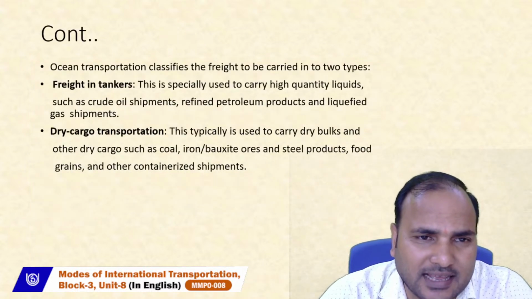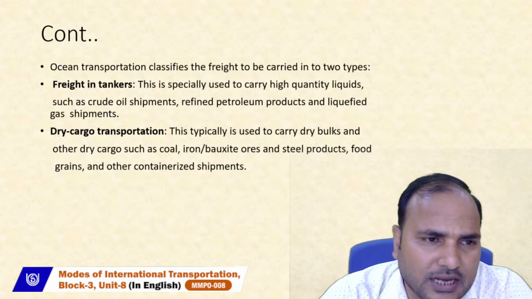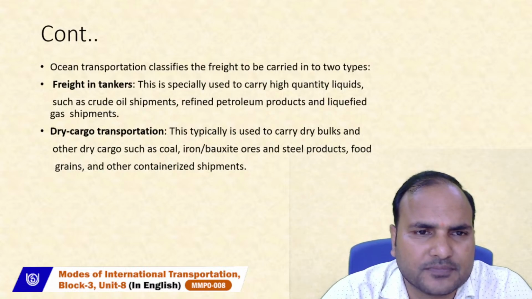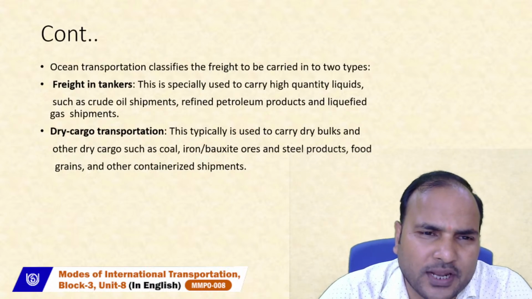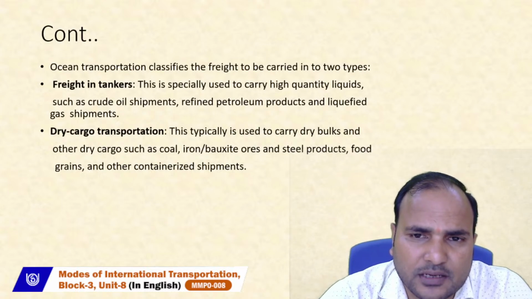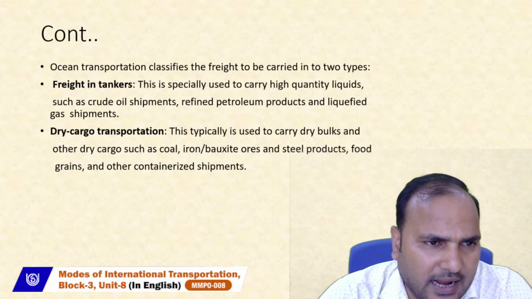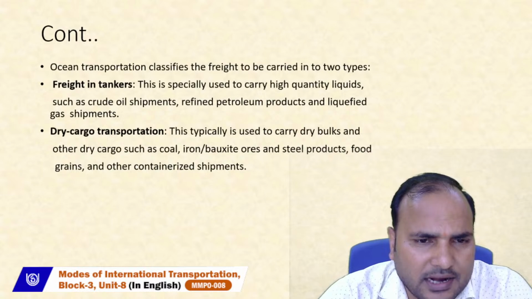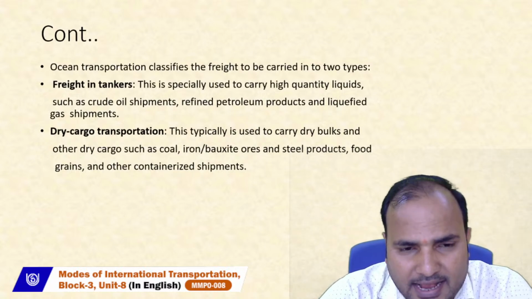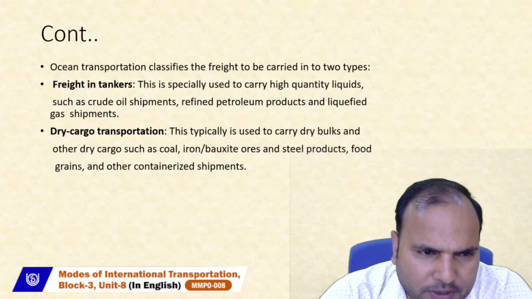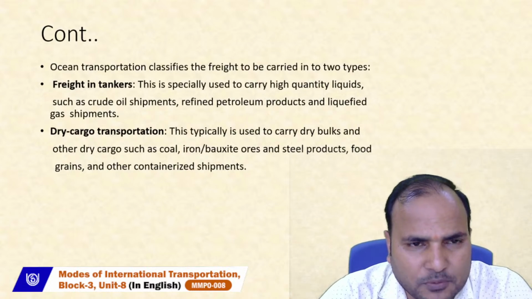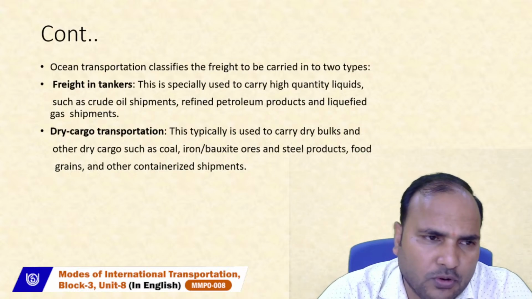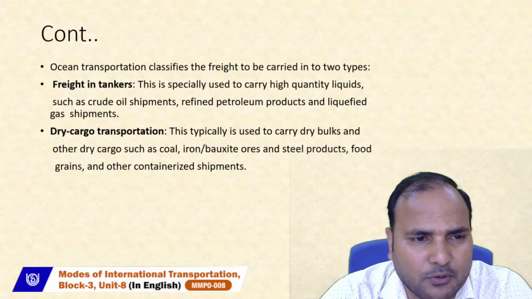Ocean transportation classifies the freight to be carried into two types. One is freight in tankers, basically used to carry high quantities of liquids such as crude oil shipments, refined petroleum products, liquefied gas, etc. Another is dry cargo transportation, typically used to carry dry bulks and other dry cargo such as coal, iron, bauxite ores, steel products, food grains, and other containerized shipments. So ocean transport classifies freight into two types: freight in tankers and dry cargo transportation.